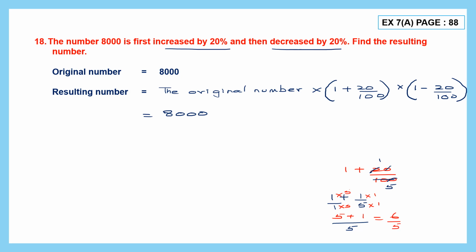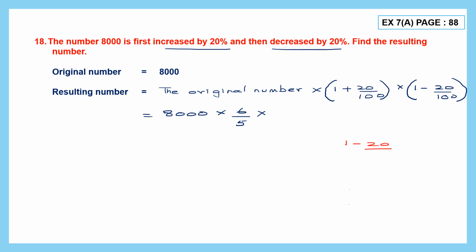So here into 6 by 5 into. Now let's work out this side. What is shown this side? Let's work that out here. So that is 1 minus 20 by 100. So just like the previous one, let's cancel here, and 2 ones are 2, 2 fives are 10. So what do we have? 1 minus 1 by 5.